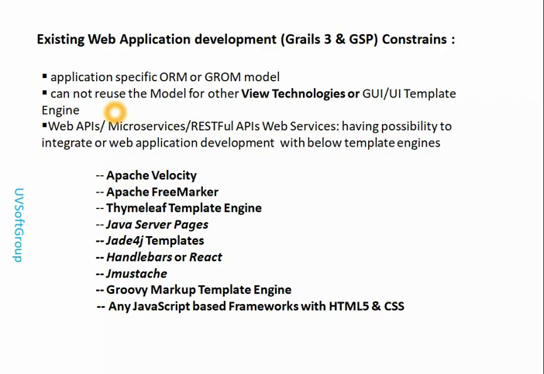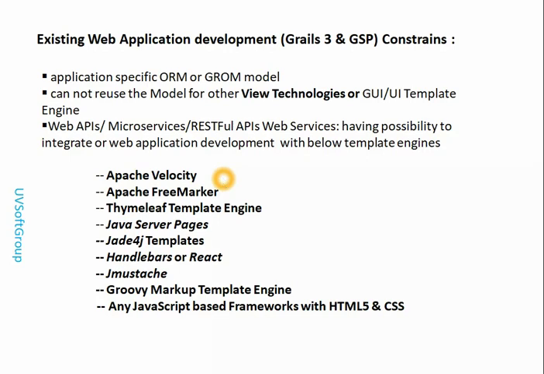It looks like all the business logic and all the models are inside your application, so there is no possibility to bring in other technology. As I said here, you cannot reuse your existing models for other view technologies, like a UI, GUI, or UI template engine. But with APIs, if you release them, you can use any view technology to build your web pages.